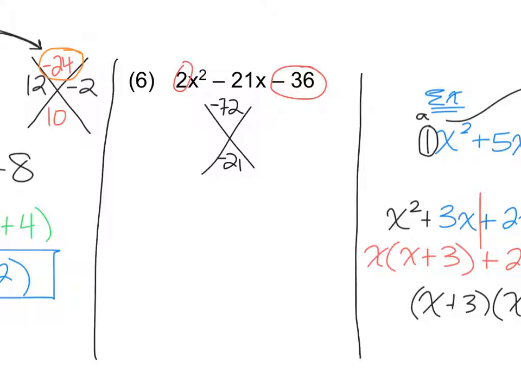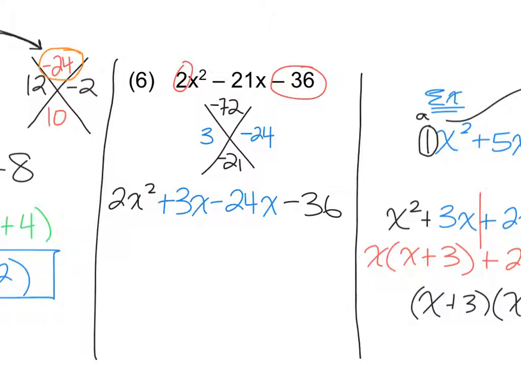So the 3 and the negative 21, I'm sorry, 24 is what we're looking for. All right, so 3 and negative 24. So 2x squared plus 3x minus 24x minus 36. I'm going to go blue. All right, partition it down the middle. We could pull out an x here. That's the best we can do.